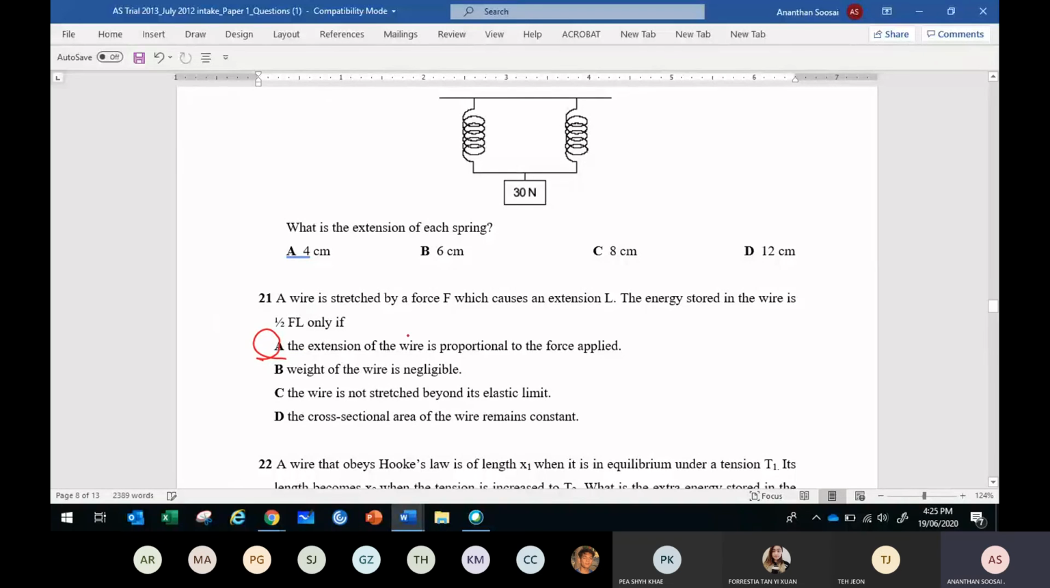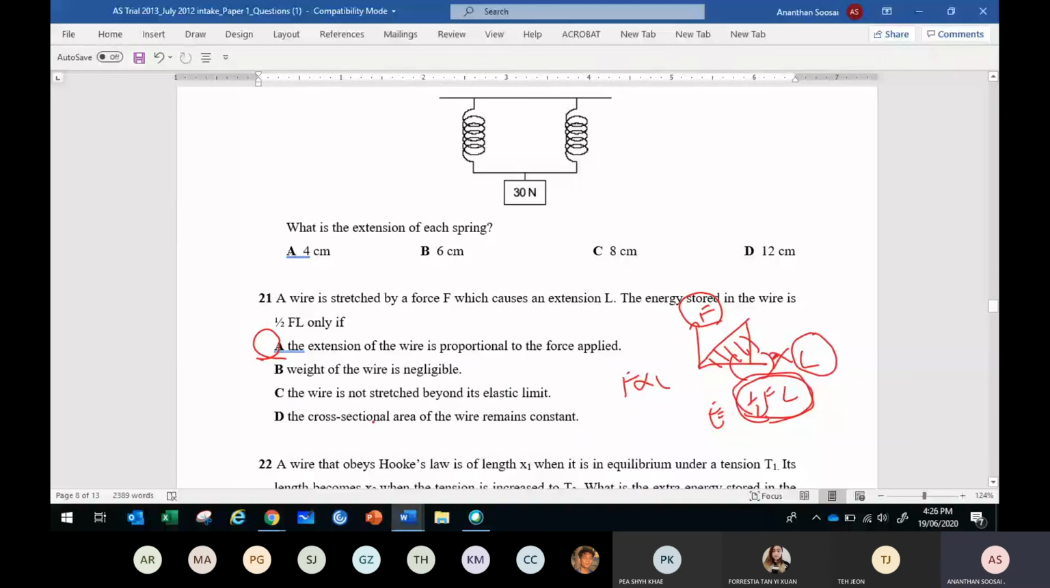This half FL means if you plot force versus extension, it must be a straight line. Then only you can use, let's say the extension is L, so the energy is going to be half FL. So half FL is the energy stored as long as it's a straight line. Straight line means the force must be directly proportional to the extension. That's the only condition to use energy stored as half FL. So A is the answer.